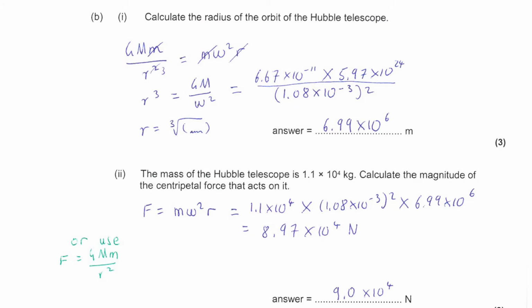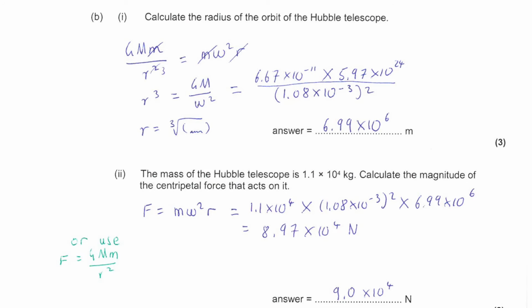Then simplifying, we get the expression for the radius cubed is GM over the angular speed squared. You've already worked out the angular speed, so that's very convenient to substitute here, and we have the value of the gravitational constant and the mass of Earth. Last step, make sure you don't forget it, is to take the cube root of your calculated answer. This leads to 6.99 times 10 to the 6 metres.